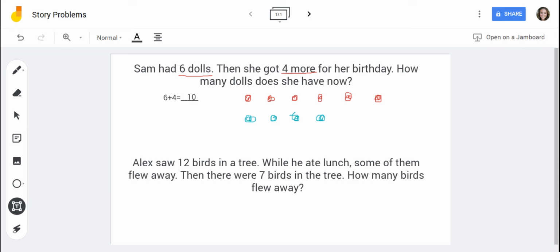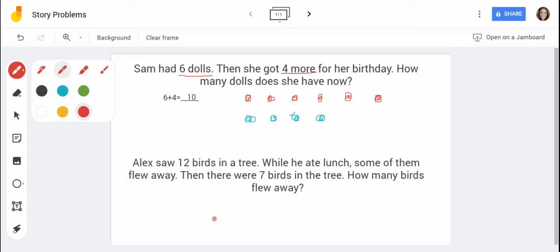Alex saw 12 birds in a tree. While he ate lunch, some of them flew away. Then there were 7 birds in the tree. How many birds flew away? So again, let's think about what we know. So we know that Alex saw 12 birds. While he ate lunch, some of them flew away. We don't know how many flew away, but we know that some of them flew away. Then there were 7 birds in the tree. How many birds flew away?